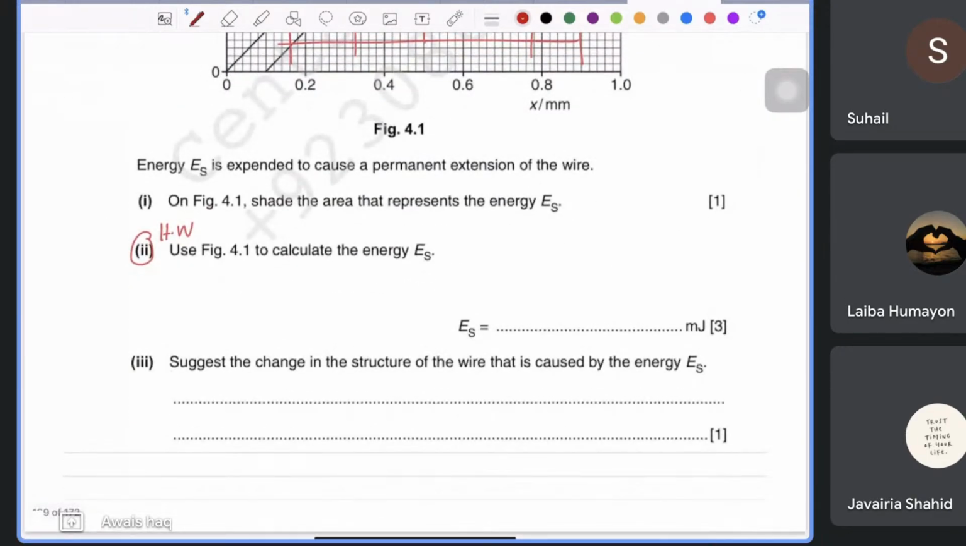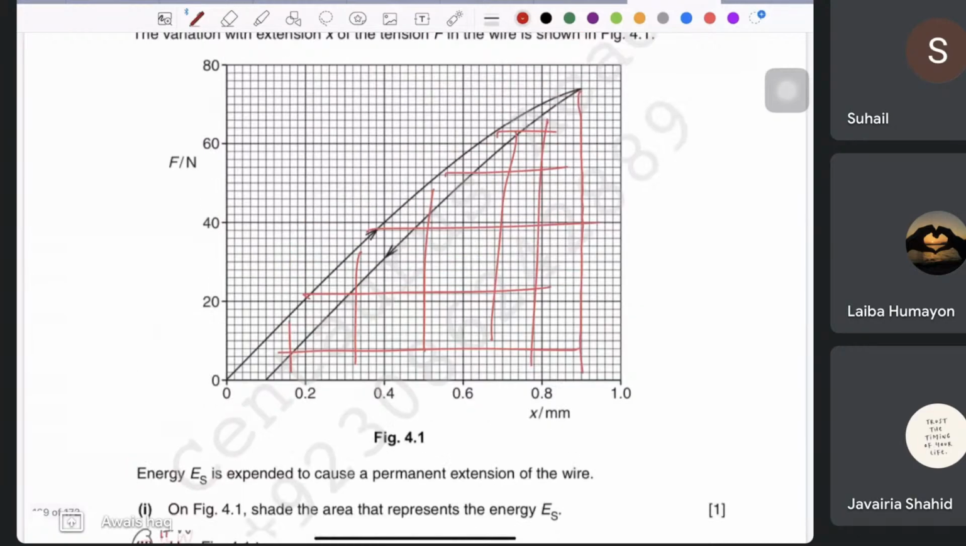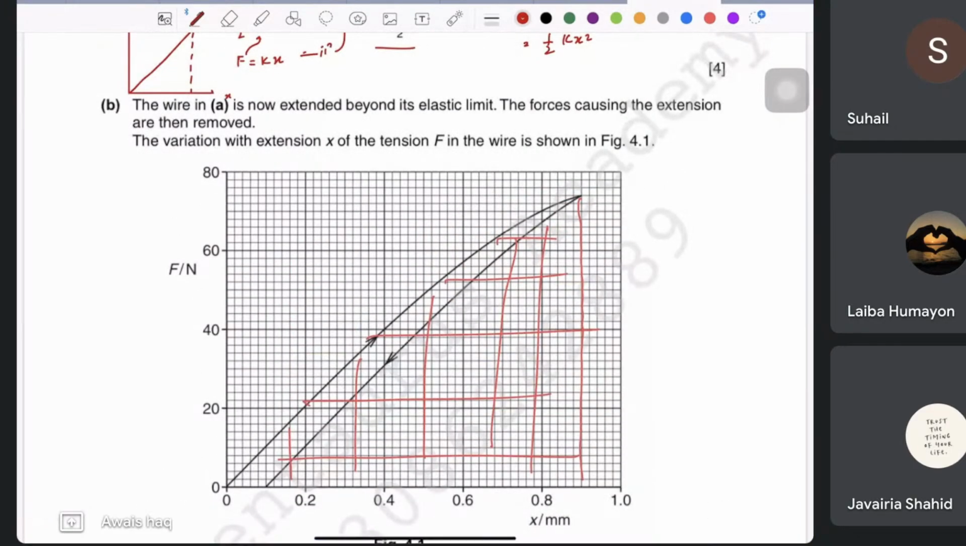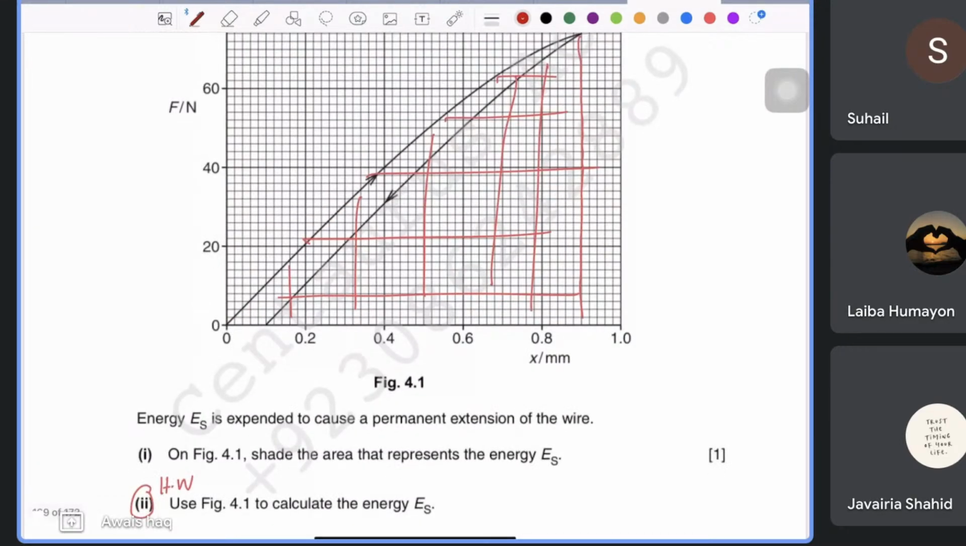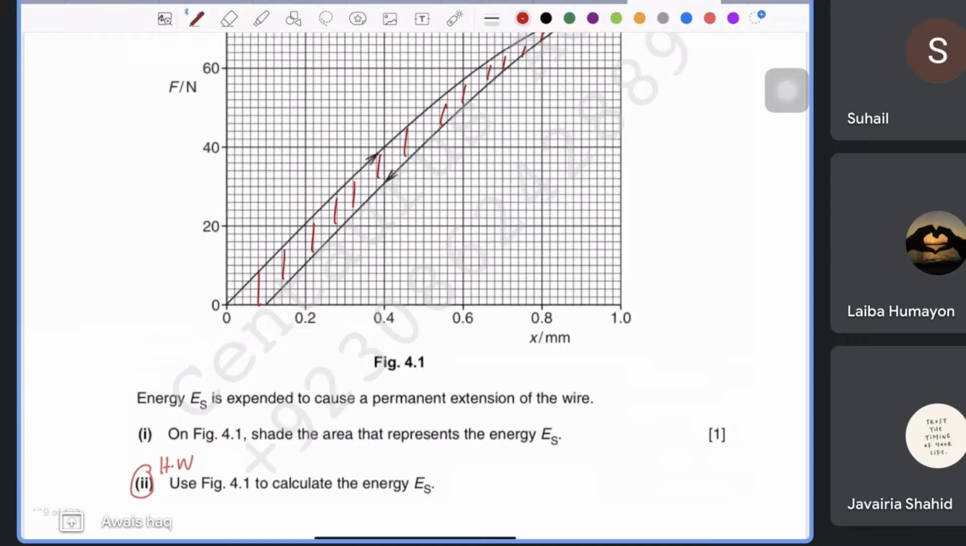Now it says suggest the change in structure of the wire. Question. Yes, Khatija. If it's energy expended, shouldn't it be only below the two lines in the graph? Where does it say that? Energy expended. Oh, yes. I'm really sorry about that. I thought it was asking about the total work done. Fine, that would be this one then. Still, you need to use the boxes method to find it, Khatija. Okay, sir.